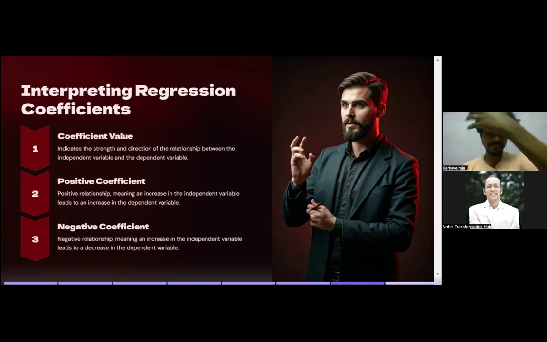Yes. So interpreting regression coefficients, the model has to interpret, right? So first is the coefficient value. It indicates the strength and direction of the relationship between the dependent variable and the independent variable. I'll tell you, the game here in regression is on the dependent and independent variables. You have to understand that.